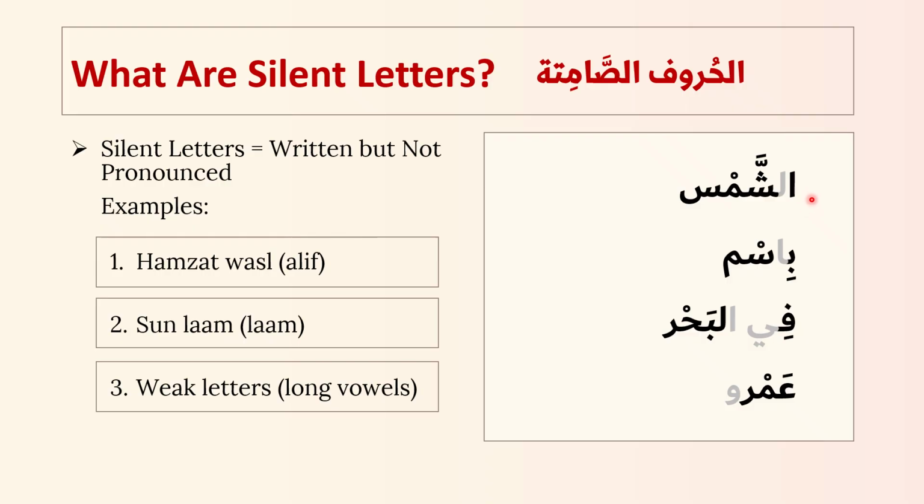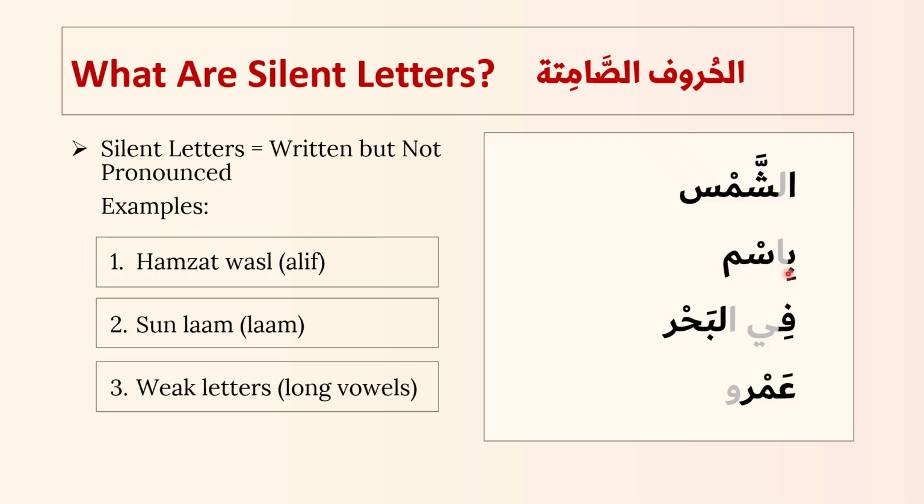Why? Because it's difficult to say الشمس. It's kind of difficult. So what happens here is the lam, the weakest letter, is dropped from pronunciation, and we jump from the alif to the sheen and sort of make a short stress on the sheen instead. So once again, read it. الشمس.